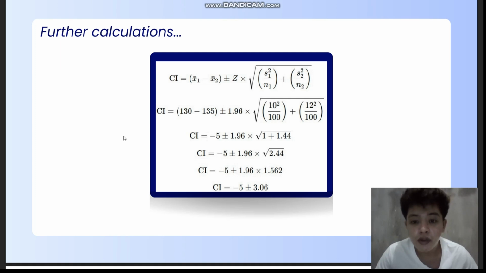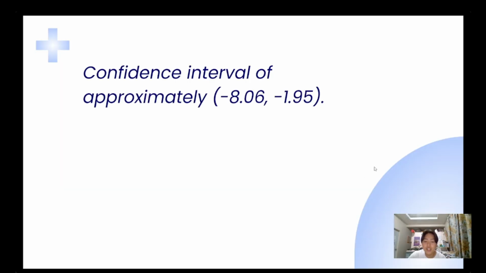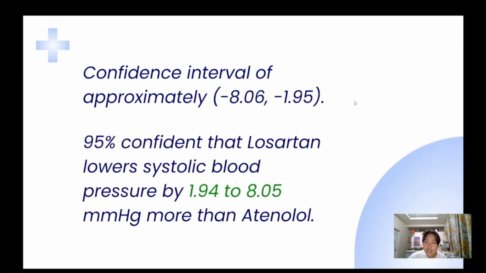This is the complete solution. The confidence interval is equal to -5 plus or minus 3.06. This gives us a confidence interval of approximately -8.06 and -1.95. This means we are 95% confident that Losartan lowers systolic blood pressure by 1.94 to 8.05 mmHg more than Atenolol.